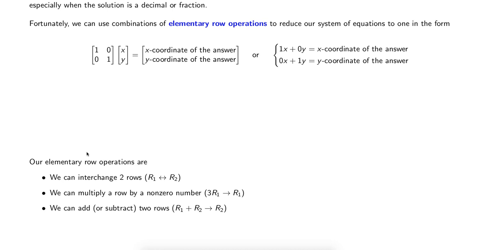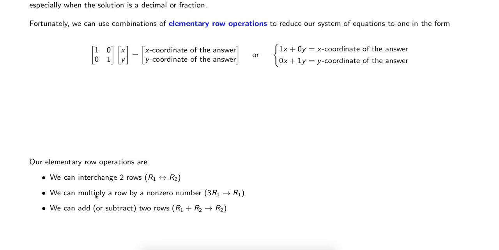Our first one, and this is in no particular order, is we can interchange two rows. The notation that you're going to see me use for that is switching row number 1 and row number 2 with this double arrowhead. So it doesn't matter if we graph our first equation, then our second, or our second, then our first. So we can interchange two rows without any penalty.